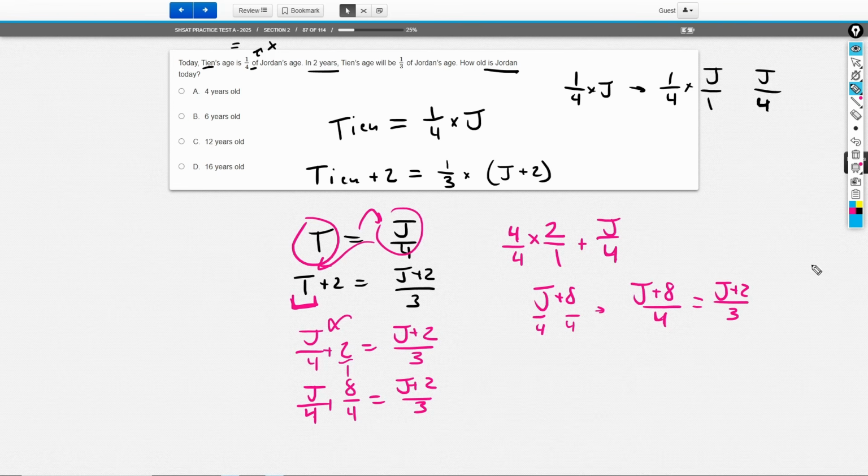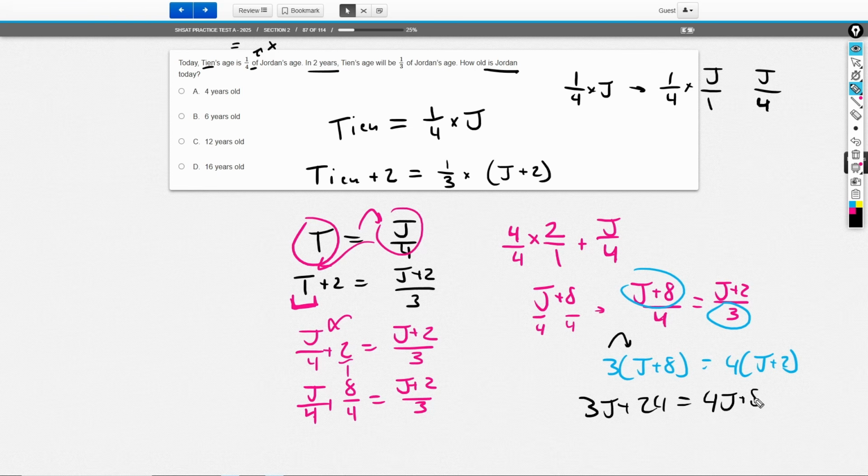And once again, we're going to have to cross multiply. So here we're doing 3 times j plus 8. And that's equal to 4 times j plus 2. Okay, so break them out of the parentheses. That's 3j plus 24 is equal to 4j plus 8. Subtract 3j from both sides, and I get 24 is equal to j plus 8. Subtract 8, and I know that 16 has to equal j, which is choice D. Okay, so Jordan is 16 years old.